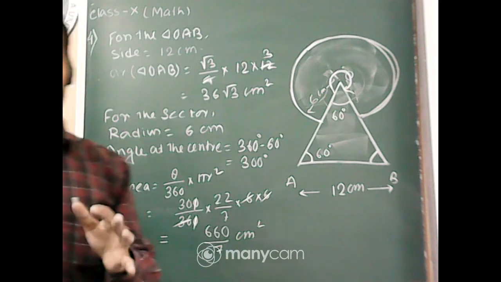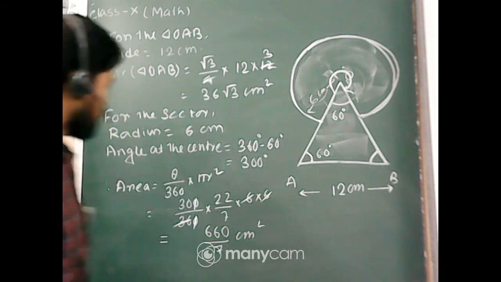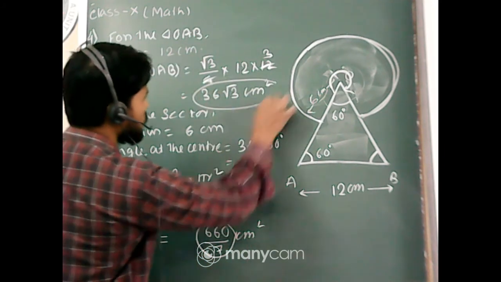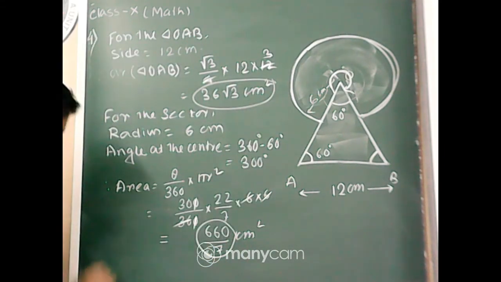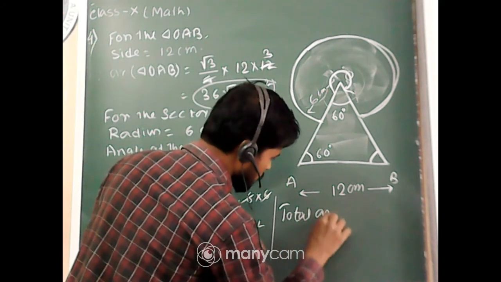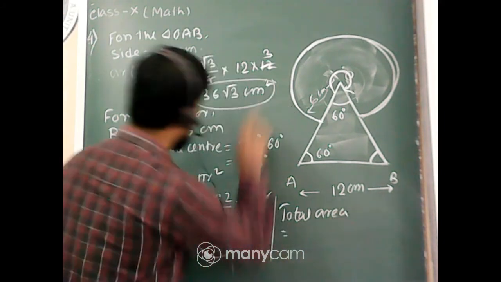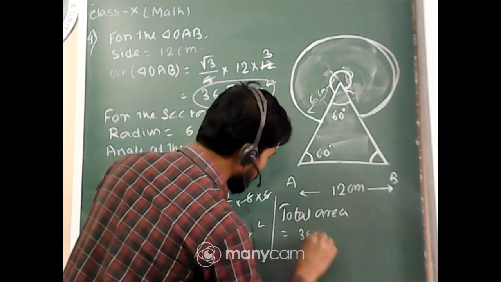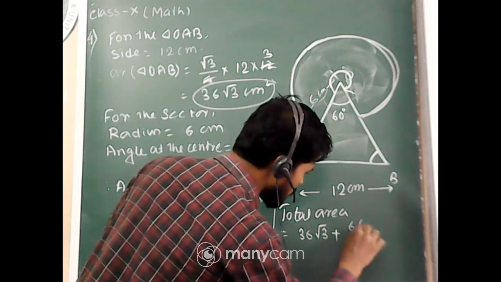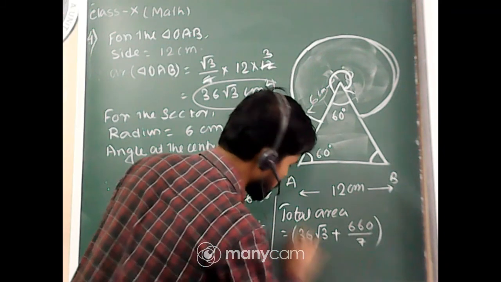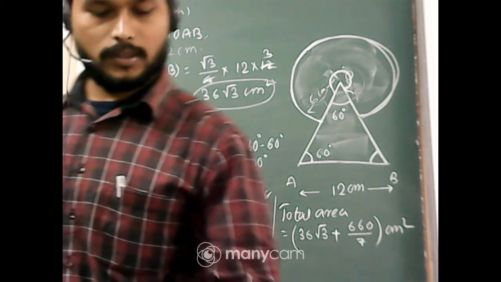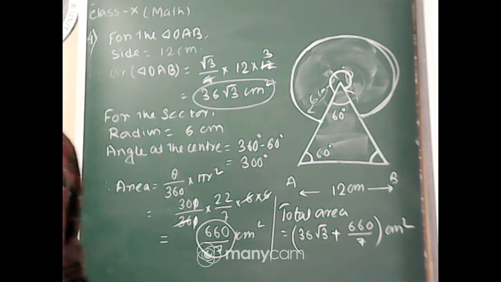So what is the total area of this shaded region? The total area will be the sum of this portion plus this portion. So the total area, I am writing here, total area is equal to this one, 36 root 3 plus area of this portion, 660 by 7 centimeter square. This is the total area of the shaded portion. Okay, that is the answer.